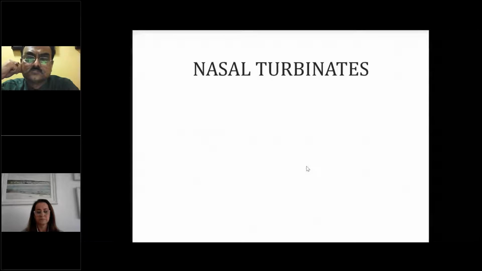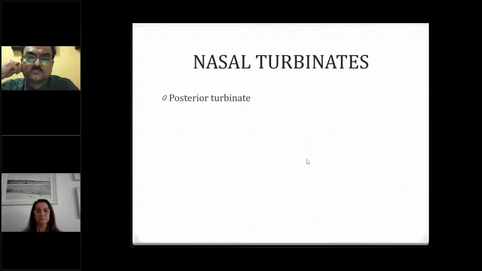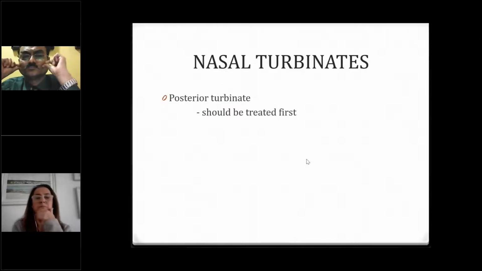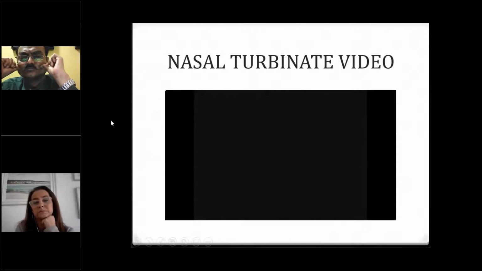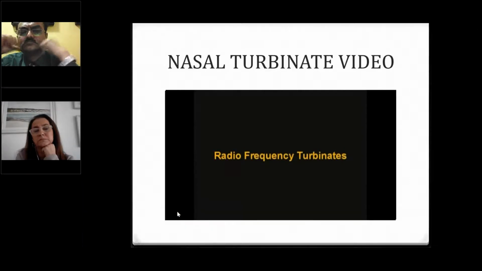Here's a short note about the posterior turbinate. That was on the anterior turbinate. Now say we want to deal with the posterior turbinate. Ideally, the posterior part of the posterior turbinate should be treated first. Energy and power settings: usually, as I told you, between 3 and 4, so that's 3.5 for 10 seconds in the Sata machine. In total, the energy delivered is 500 joules at 75 degrees. Here is a short video showing you radiofrequency of the nasal turbinates.